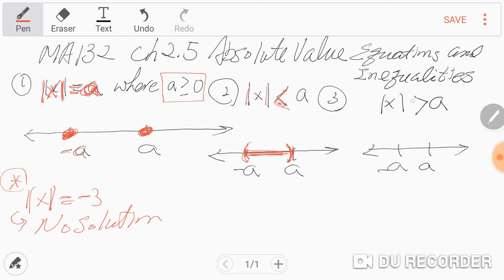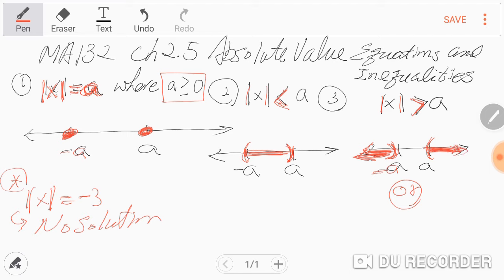The third type is this: absolute value is greater than a. Then the solutions are separated. So x is greater than a, or x is less than negative a. So we use or, right? There are two intervals. So x can be either in this interval or in this interval. So x is less than negative a or x is greater than a.